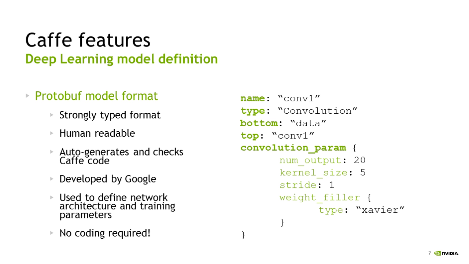This is a format developed by Google, and it's used in Caffe both to define the network architecture itself and the training parameters. What's very nice about this way of defining a network is that there's no coding required. You can define and train a convolutional or a deep neural network in Caffe without writing a single line of code, just using the command line interface and these prototxt files, which use this protobuf format for defining the network architecture and training parameters.